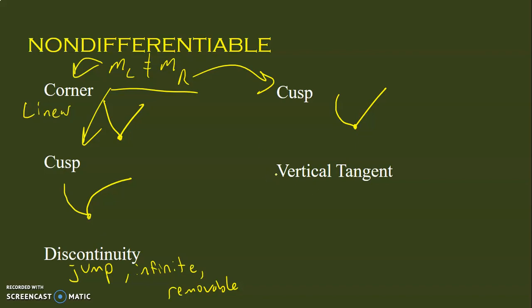The hardest one to see is usually a vertical tangent. So if you think about the cube root function, at the origin, the tangent line is vertical. And the slope for a vertical line is undefined. Since the derivative is the value of the slope, if the slope is undefined, then the derivative doesn't exist. So a vertical tangent is another example of where the derivative does not exist.